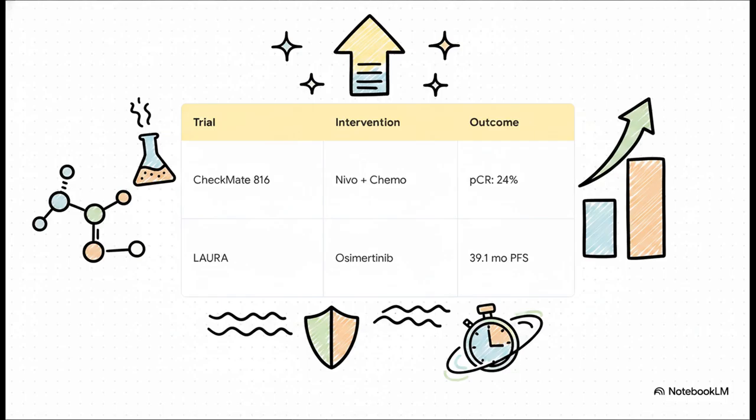And we're in a rapidly evolving perioperative landscape right now. CheckMate 816 showed that adding neoadjuvant nivolumab to chemo jumps the pathological complete response rate from a measly 2% all the way up to 24%. Then there's the recently published LAURA trial, which showed an incredible 39.1-month progression-free survival when osimertinib is used after chemoradiation in stage 3 unresectable disease. Without it, just 5.6 months. Incorporating these agents isn't just an option anymore, it is drastically boosting our outcomes.